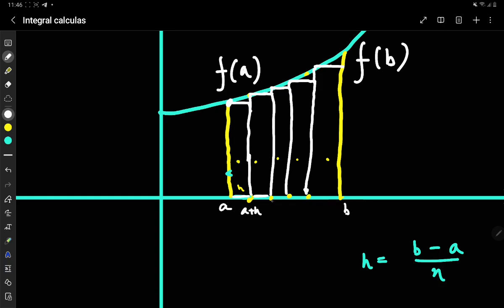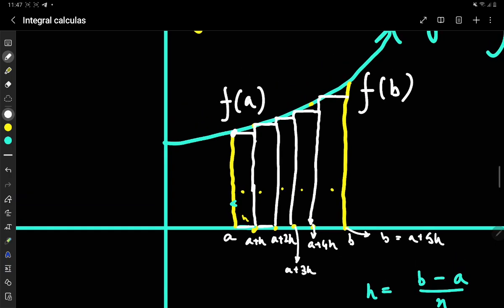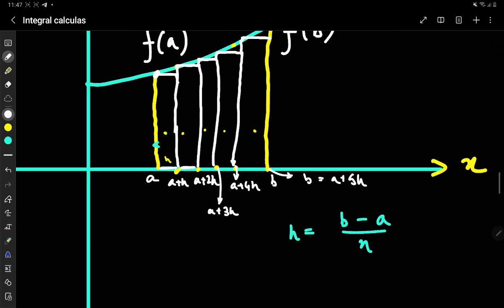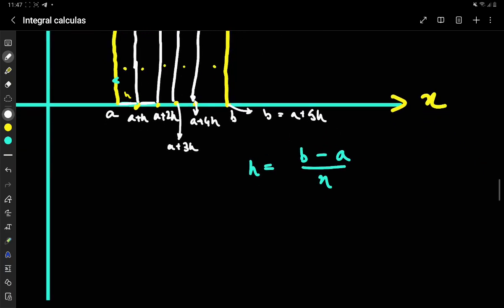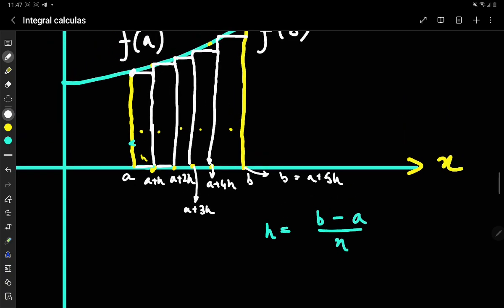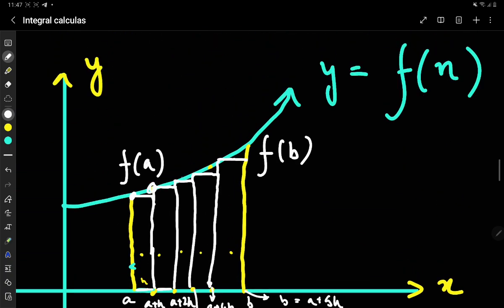A plus h. This is a plus 2h. This is a plus 3h. This is a plus 4h, and this b equals a plus 5h, right? To find the area of each of these rectangles, we need to basically multiply each of them, with h, with the f of x value. So that will give us something like, this is f of a, this will be f of a plus h, this will be f of a plus 2h, and so on.